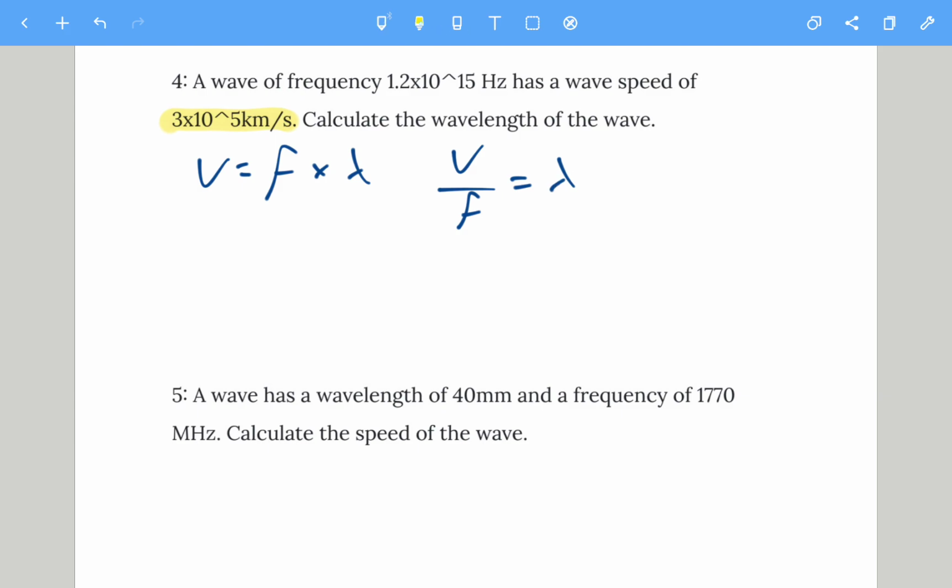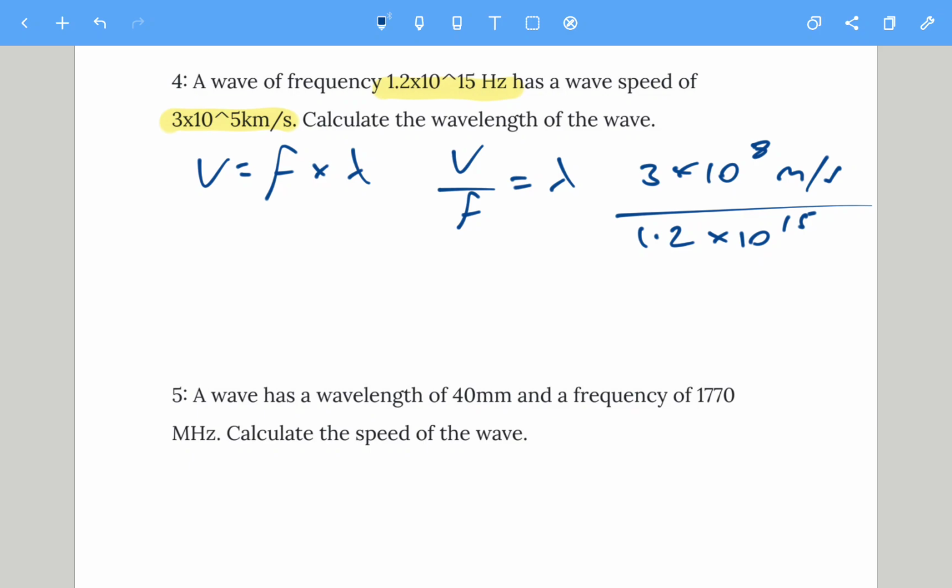The wave speed is 3 times 10 to the power 5 kilometers, so we need to turn that into meters. Obviously there's 1,000 meters in a kilometer, so you need to do 3 times 10 to the power 5 times 1,000, which will give you 3 times 10 to the power 8 meters per second, which is the speed of light, divided by the frequency, 1.2 times 10 to the power 15.